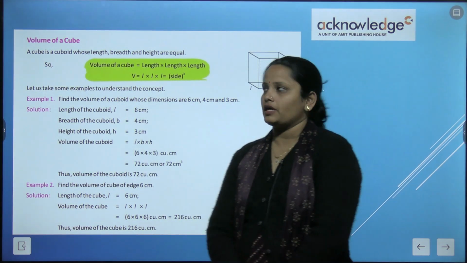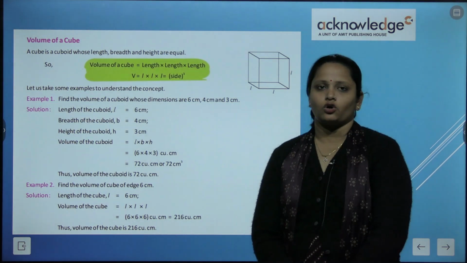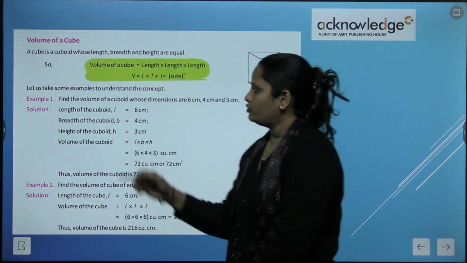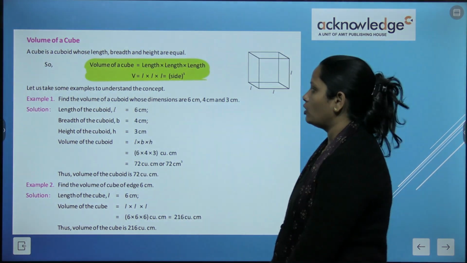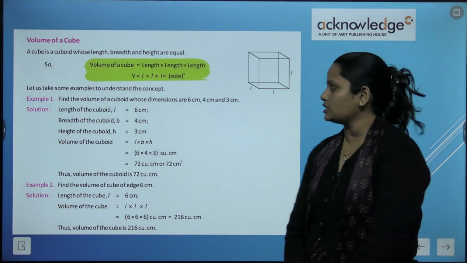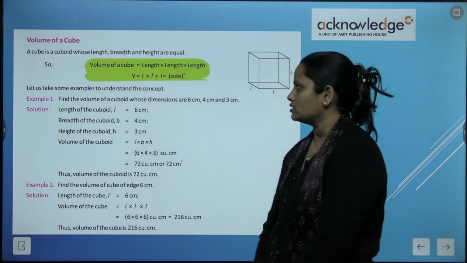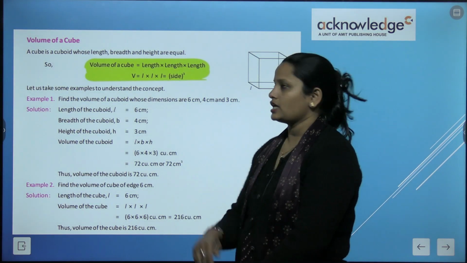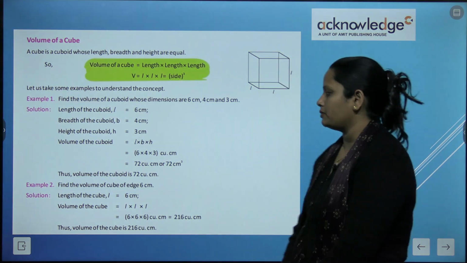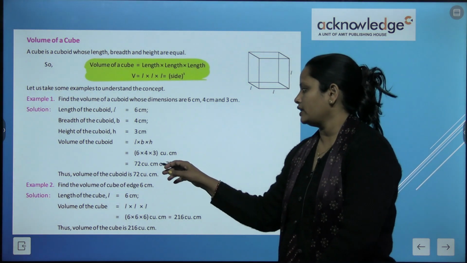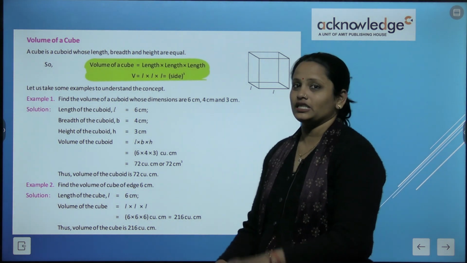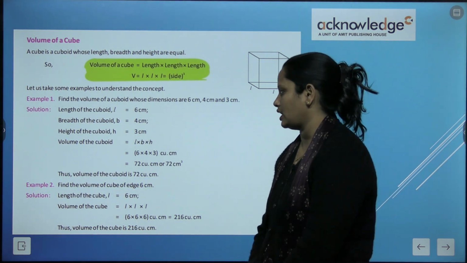Now let us take some examples to understand the concept. इस concept को और अच्छे से समझना है. तो चलिए कुछ examples देखते हैं. First example says find the volume of a cuboid whose dimensions are 6 cm, 4 cm and 3 cm. So cuboid है, उसके सारे dimensions दिए गए हैं, length, breadth और height दिए गए हैं. So length multiply breadth multiply height. So we will get 72 cm cube as the volume. Means इतना सामान उसके अंदर आ सकता है.